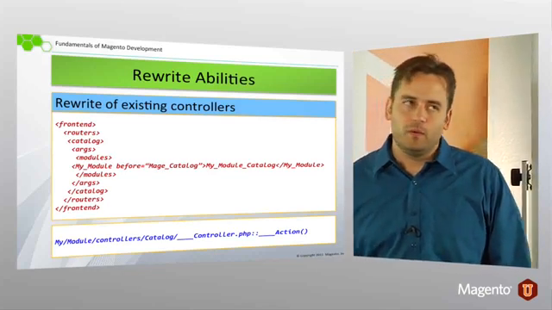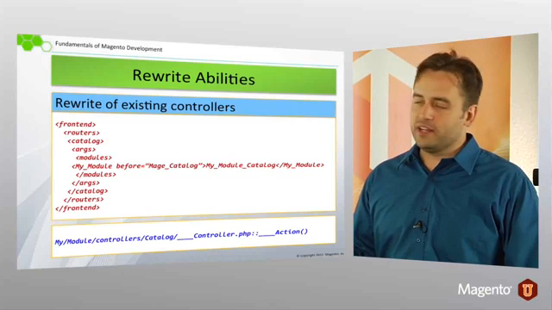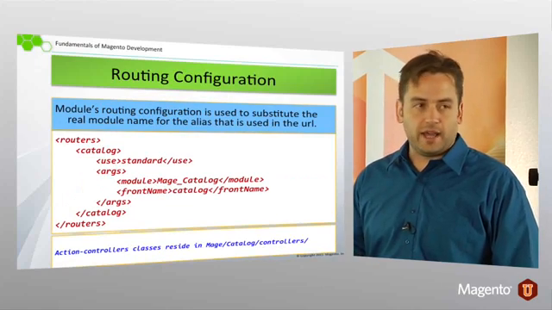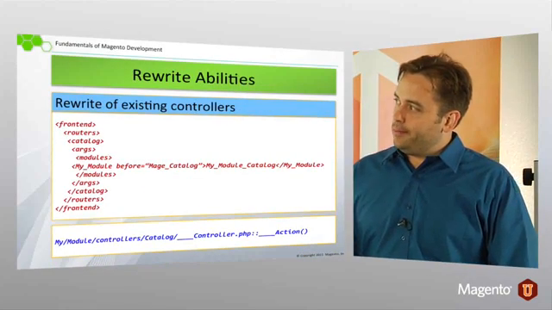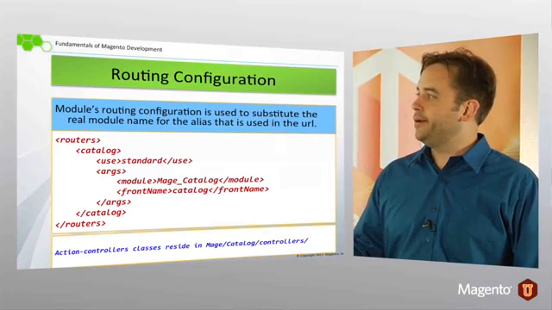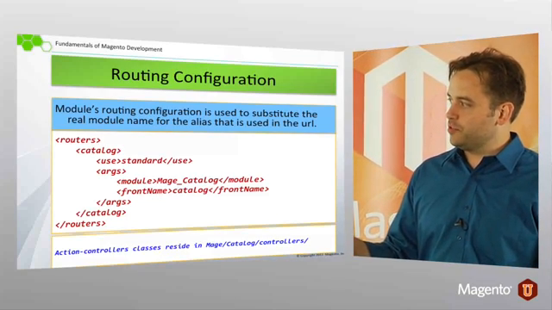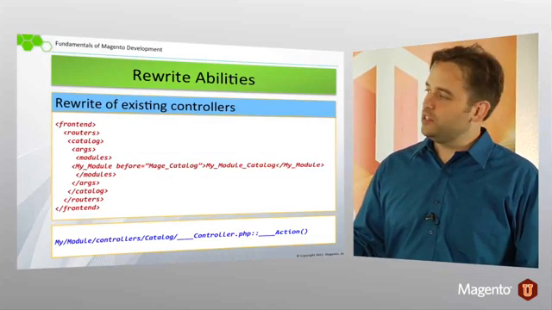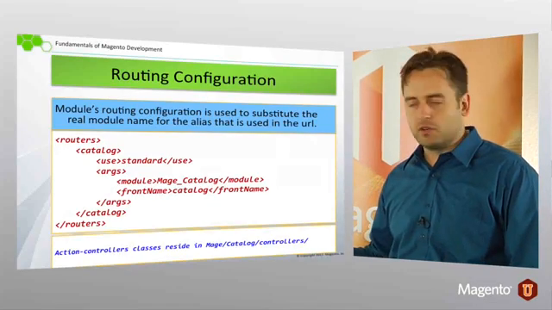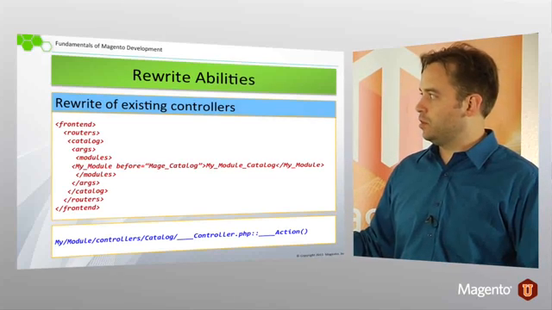So, what does this mean functionally? This means that when we're trying to match a route, so say catalog, well, we're going to match that based on the front name here, and then based on this front name, we'll look for a modules node adjacent to that. And if we do have a modules node, before Magento goes to look in Mage catalog, little c controllers, Magento will look in my module catalog, little c controllers.